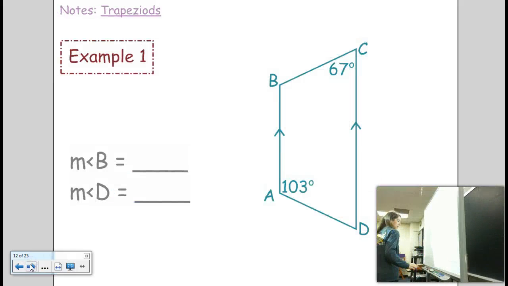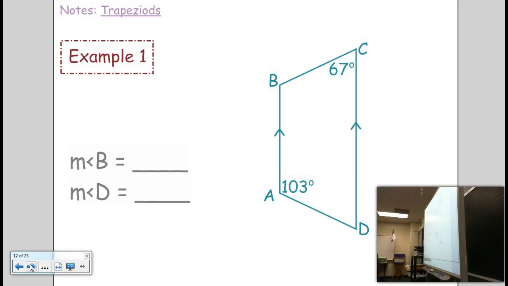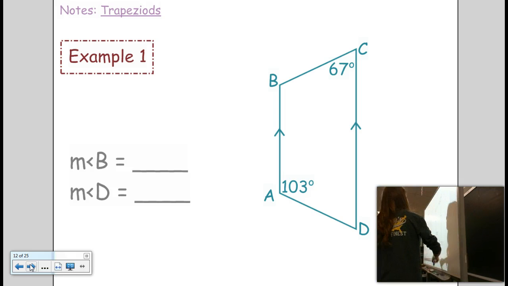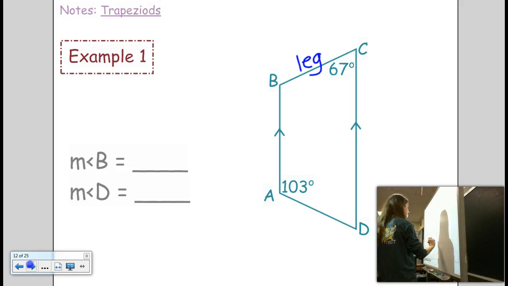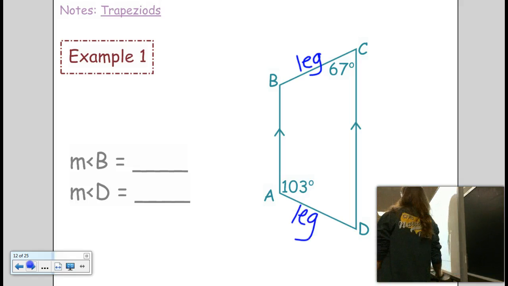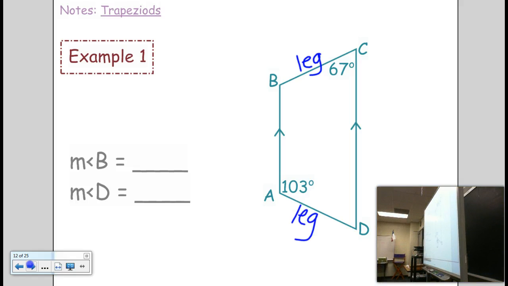Okay. Let's solve some examples. So now you're on your sheet with the examples on it, with the pictures. Very nice. Find angle B and find angle D. Actually, what I want you to do first is label your legs. When you see a leg, the sides that are not parallel, I want you to put the word leg. The leg angles are supplementary. Not the base angles, but the leg angles are supplementary. That's how you're going to solve this one.